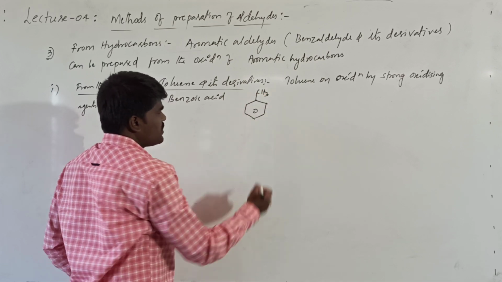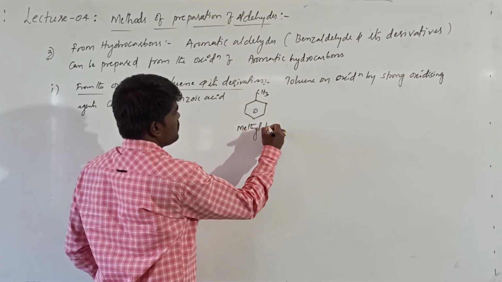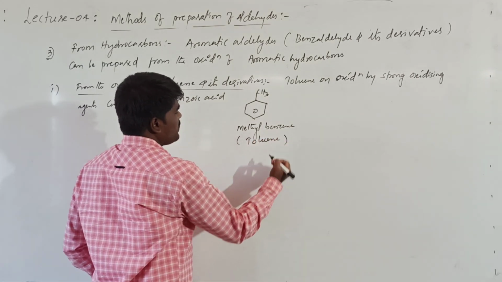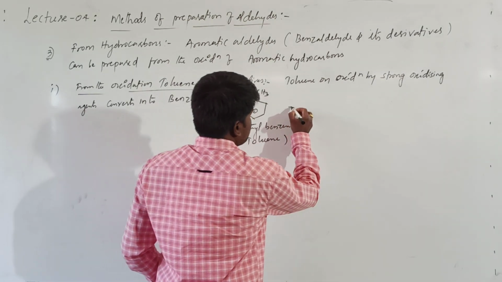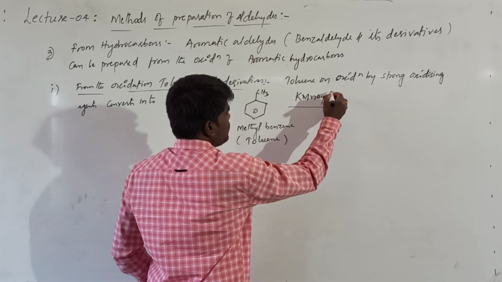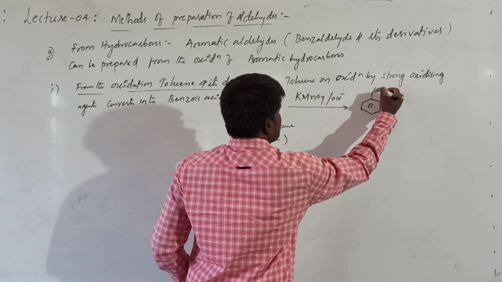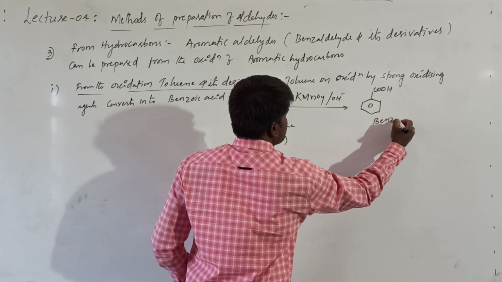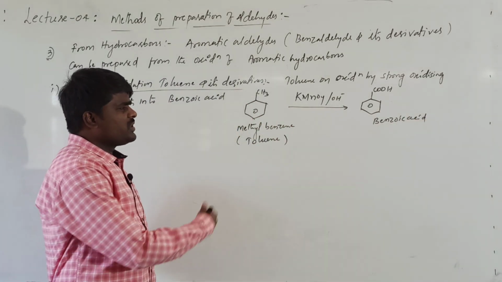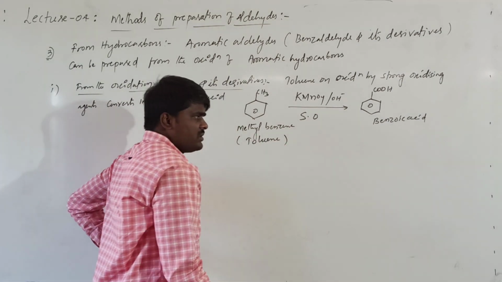This particular compound with CH3 is methyl benzene, or it is commonly called toluene. On strong oxidation, strong oxidation means KMnO4. If you are using KMnO4 in basic medium, it will be converted into benzoic acid. If you use any other derivative of toluene, this is a strong oxidizing agent.